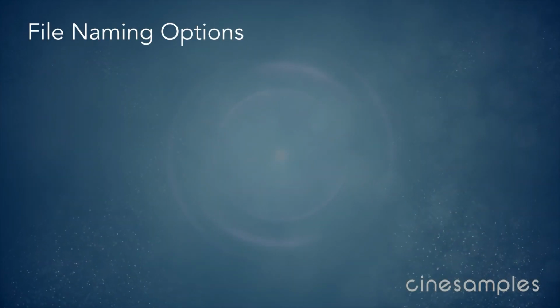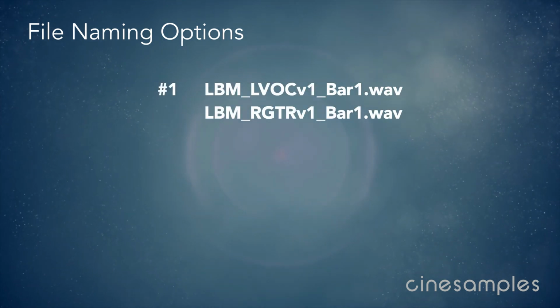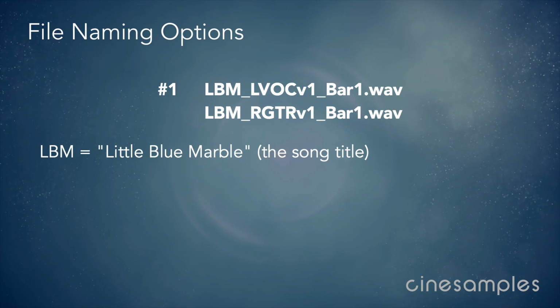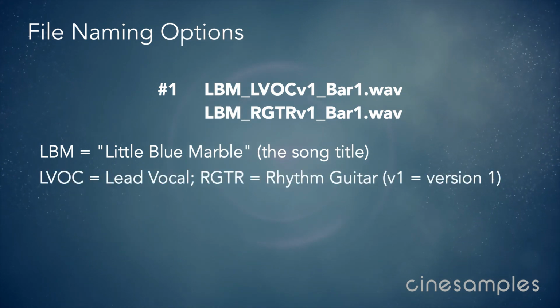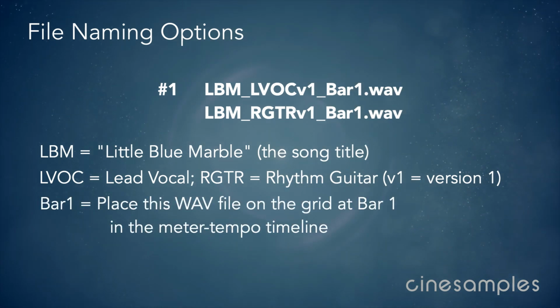Before you bounce your tracks, let's talk about file naming options. The first option is relatively simple. It begins with an abbreviated song title, followed by the instrument, LVOC for lead vocal, also followed by a V1, which can be incremented for future revisions, and then ending with bar 1, which indicates where to place the WAV file within the tempo meter map.